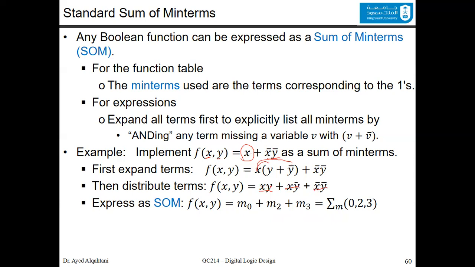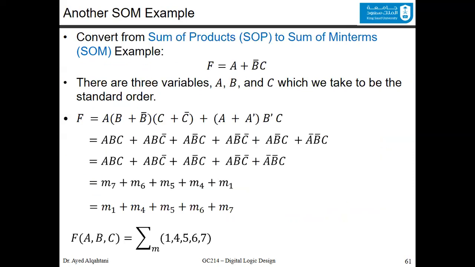The first one would be m small 0, this one will be m small 3, and this one will be m small 2. Or you could write it this way, the summation of the m small 0, 2, and 3. This is the sum of min terms. Similarly, you can do this for the max terms. This is another example for a sum of min terms.